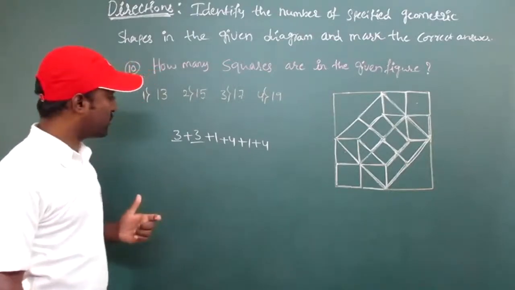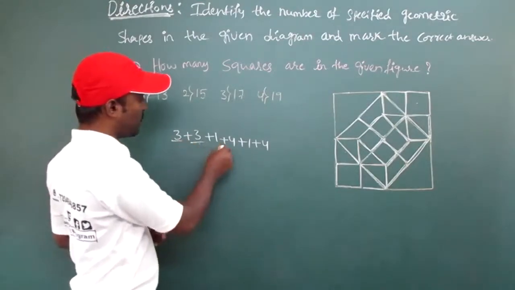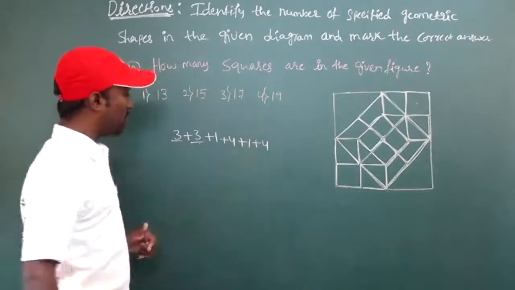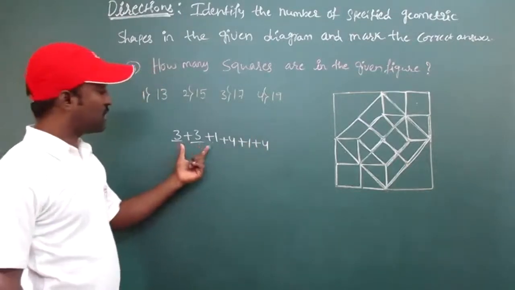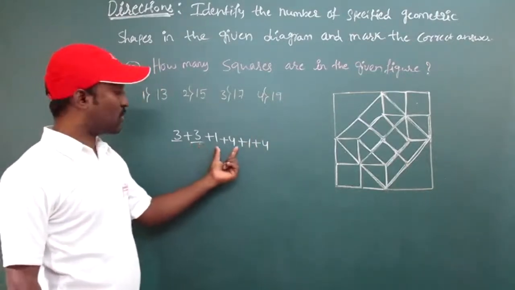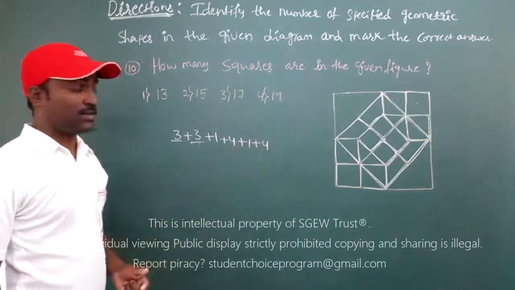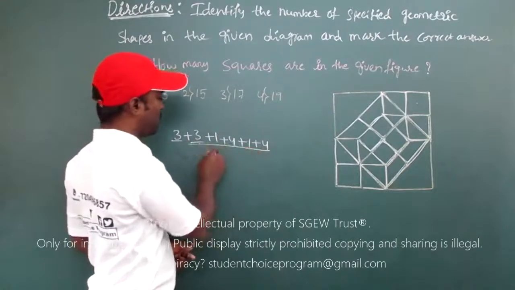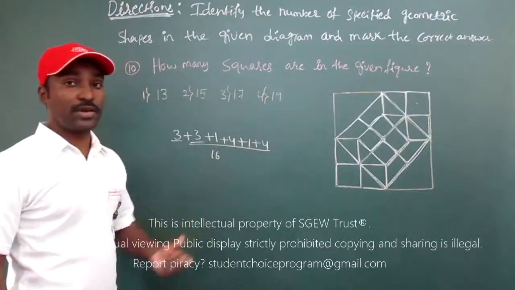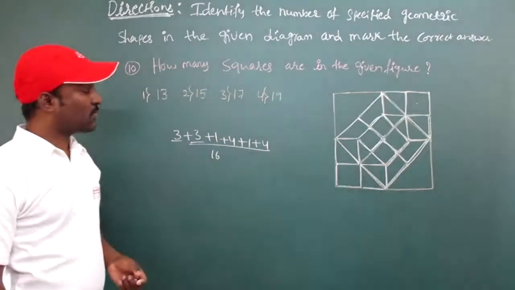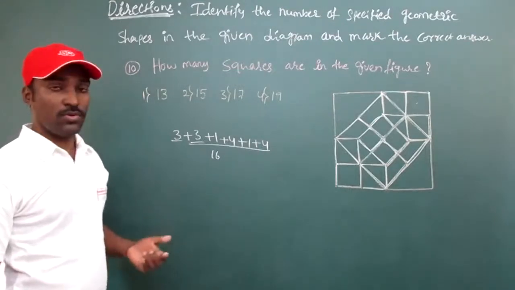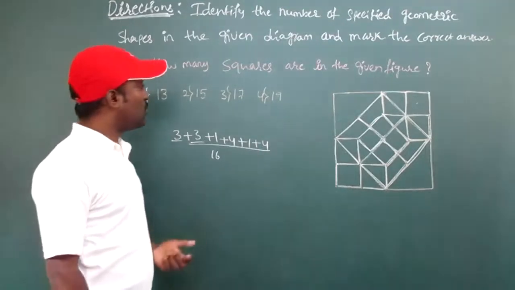Total how many squares did we obtain? 3, 3, 1, 4, 1, 4. So total 3 plus 3, 6. 6 plus 1, 7. 7 plus 4, 11. 11 plus 1 is 12. 12 plus 4 is 16. Total 16 squares we obtained. Okay. Is there any other square which is present? I think no.